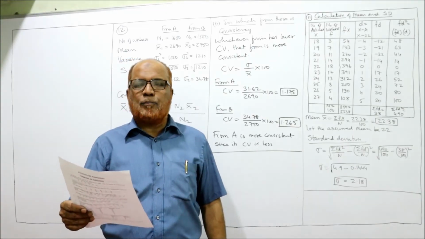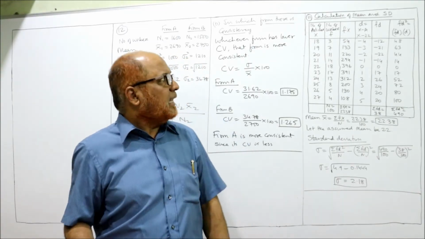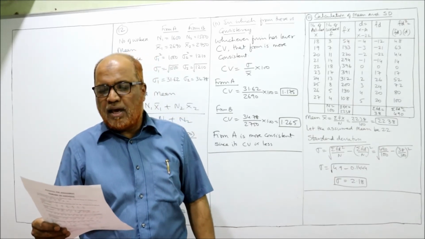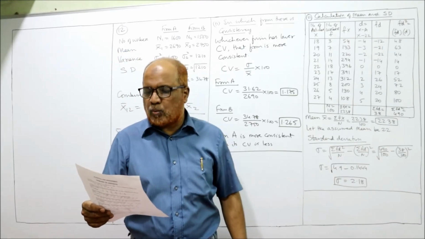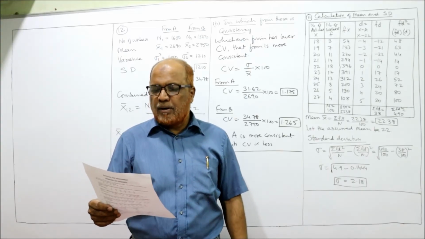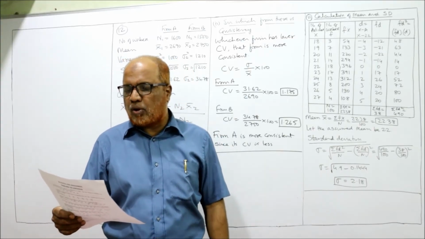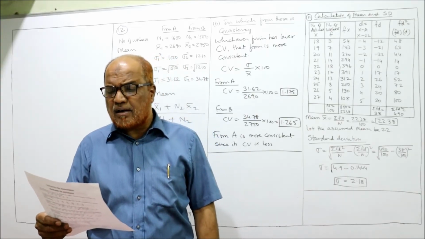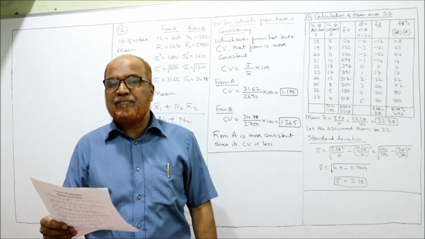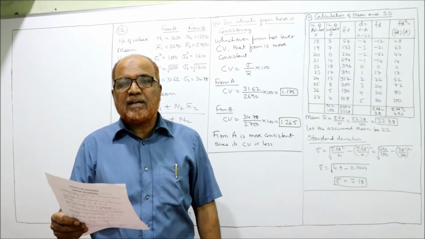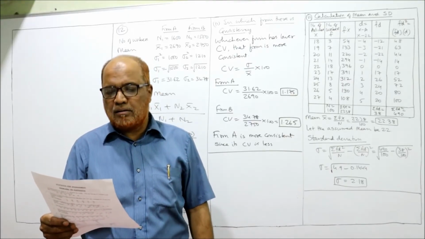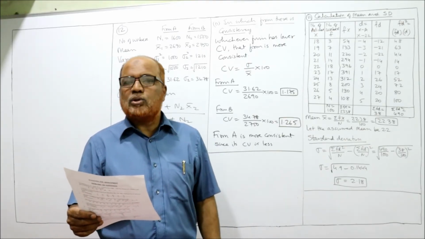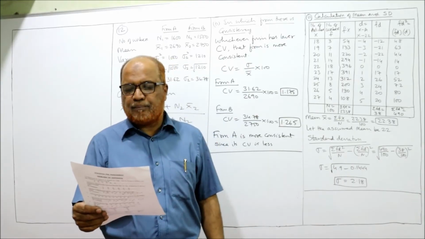The last and final problem, problem number 12. 11 problems we have completed. Now the 12th is the last and final problem. An analysis of the monthly wages paid to workers in two firms A and B belonging to the same industry gives the following results. Firm A, firm B. Number of workers are 1600 in firm A, 1500 in firm B. Average wage means mean. The mean is given as 2690 rupees in firm A and 2750 rupees in firm B.